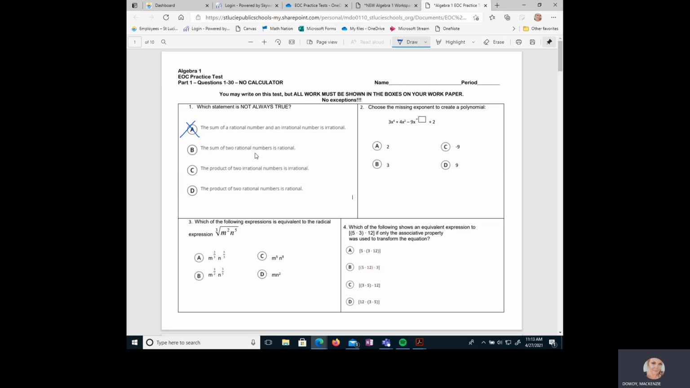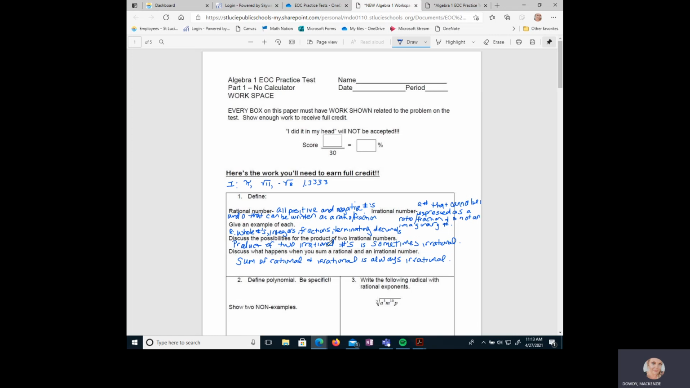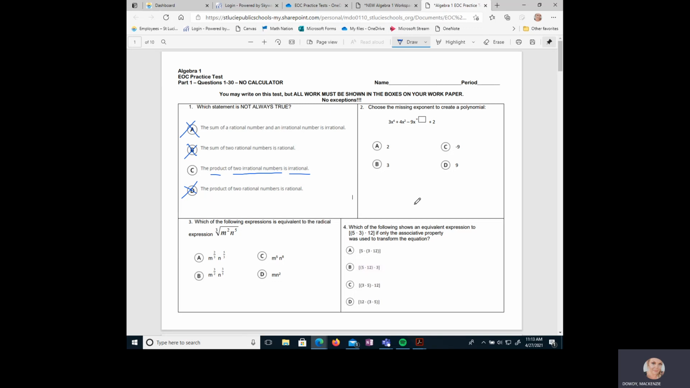The sum of 2 rational numbers is rational. So that's the same for sum and product, okay? The sum of 2 rational numbers is rational. The product of 2 rational numbers is rational, and that is always. So we can eliminate B and D. For C, the product of 2 irrational numbers is irrational. That is not always true. Come back and look over here. The product of 2 irrational numbers is sometimes irrational. You can multiply 2 irrational numbers together, and it is possible to get a rational number. So C is not always true.